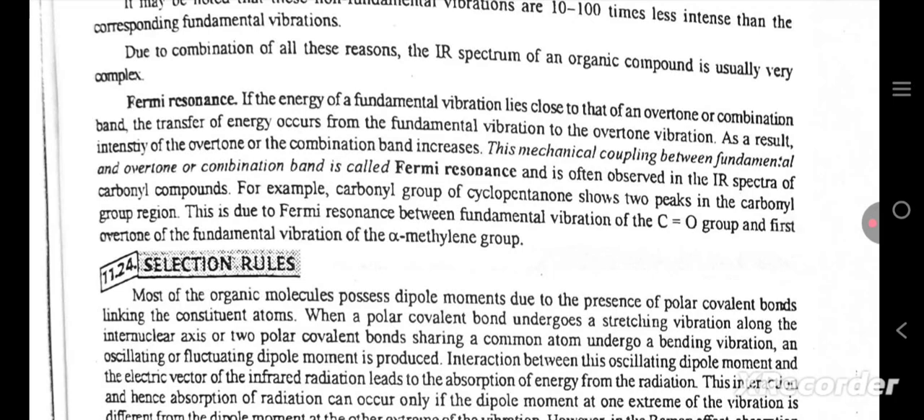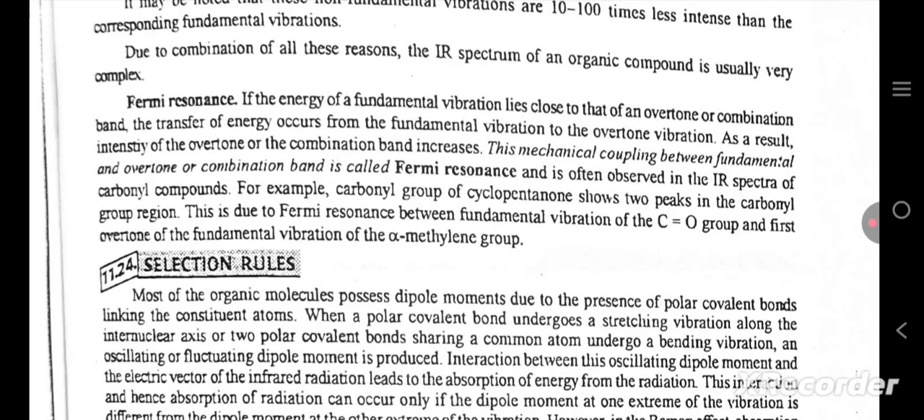Fermi resonance. If the energy of a fundamental vibration lies close to that of an overtone or combination band, a transfer of energy occurs from the fundamental vibration to the overtone vibration. As a result, the intensity of the overtone or the combination band increases. This mechanical coupling between a fundamental and an overtone or combination band is called Fermi resonance and is often observed in the IR spectra of carbonyl compounds.